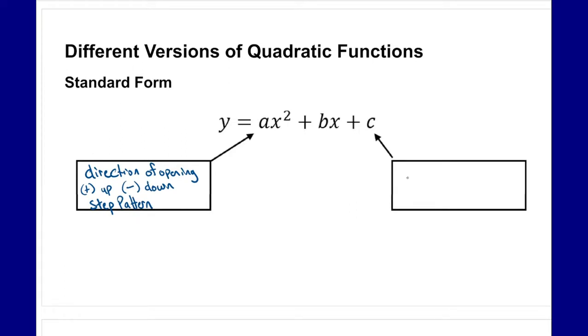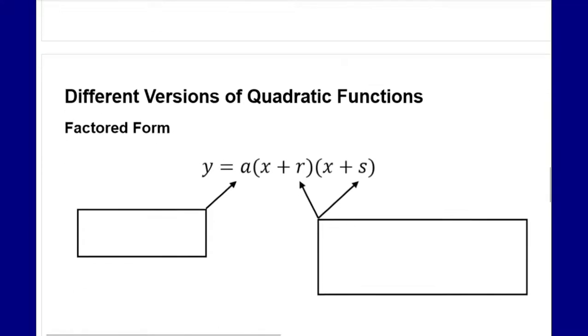The c value tells us the y-intercept. So there's really not too much information from the standard form. It tells us the direction of the opening and the y-intercept. It doesn't really give us too much other information.